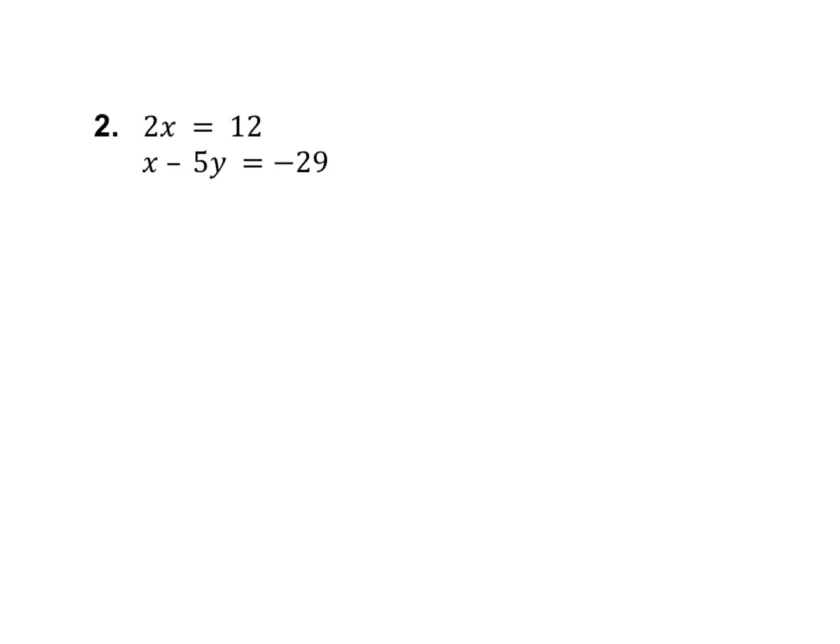It looks like we have 2x is equal to 12, and then x minus 5y is equal to negative 29. So let's take the easier of the two. Let's take this one right here. Let's just solve for the variable. So we have 2x is equal to 12. Let's divide by 2. And x is going to be equal to 6.